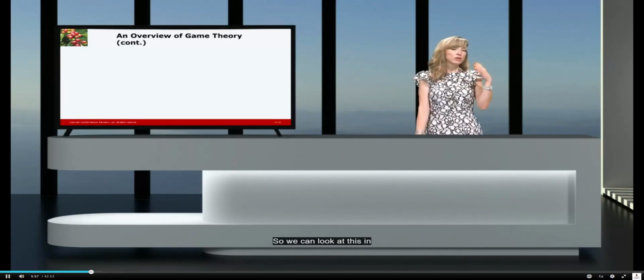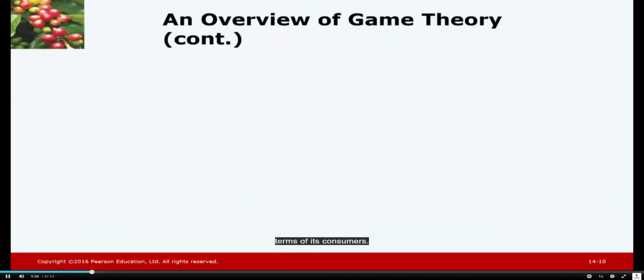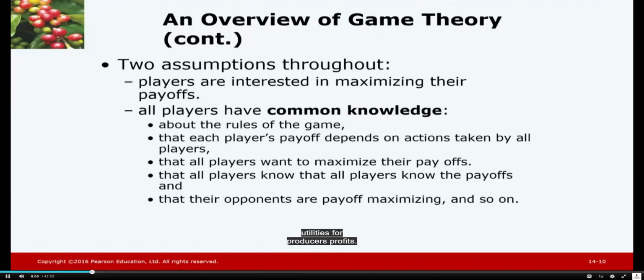So we can look at this in terms of, if it's consumers, the payoff being utilities, for producers, profits. And we can apply it to both consumer theory and to production, etc. A couple of assumptions that we make throughout are that players are interested in maximizing their payoffs, and all players have common knowledge about the rules of the game and about the payoffs that they want to maximize.